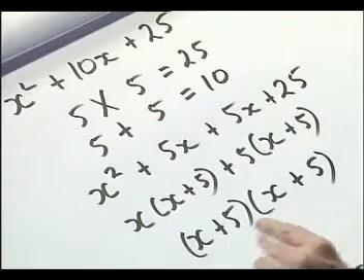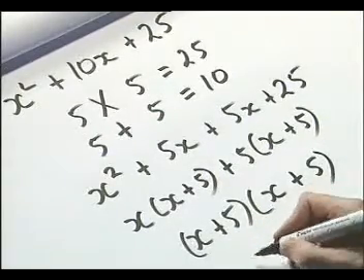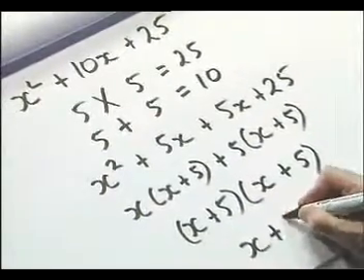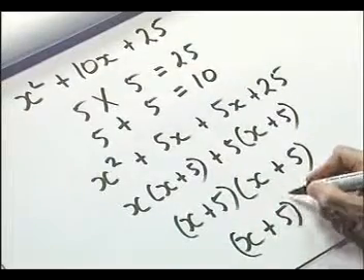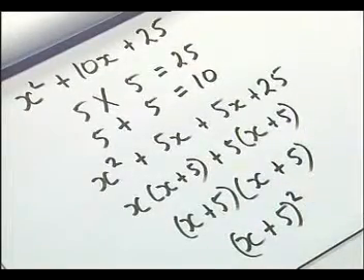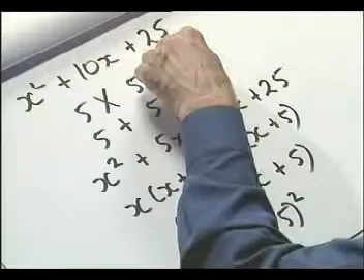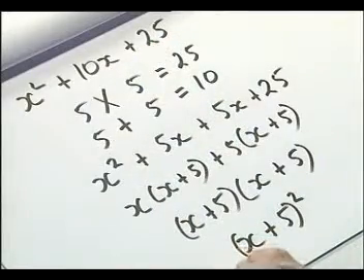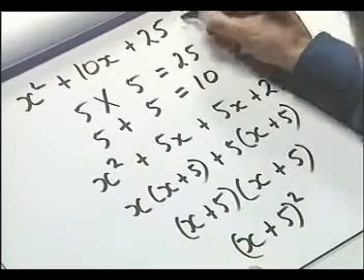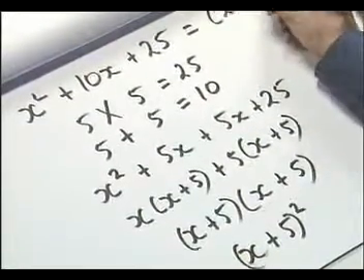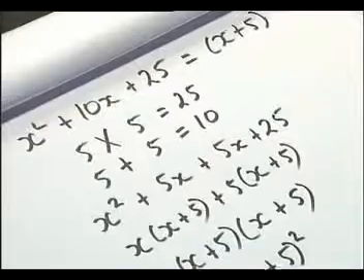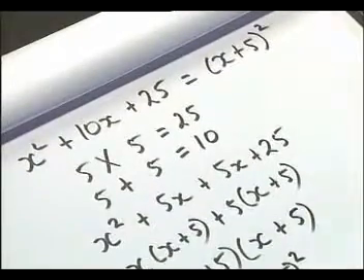But these two are the same. So this is x plus 5 all squared. In other words, what we've got here, x squared plus 10x plus 25, is a complete square. X plus 5 all squared. And we call that a complete square.